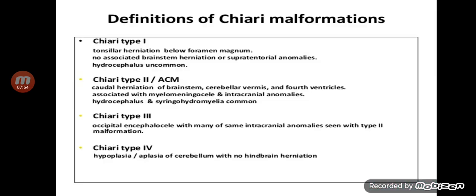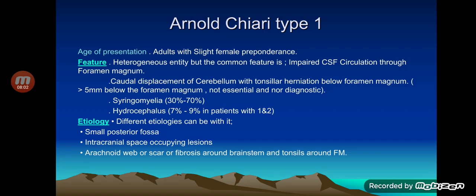Arnold-Chiari malformation. There are 4 distinct types of Arnold-Chiari malformations, and they are not related to each other. Arnold-Chiari malformation type 1. The age of presentation is usually adulthood, with a slight female predominance.